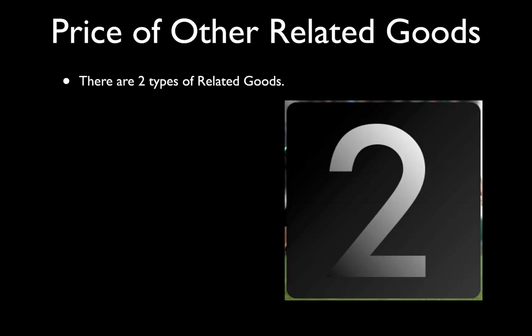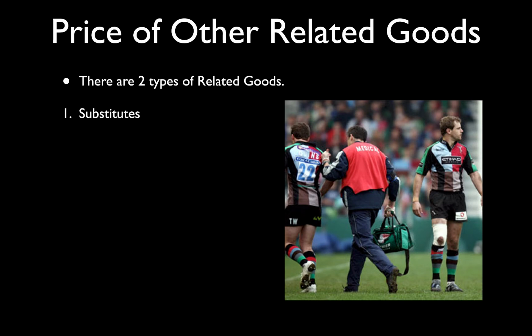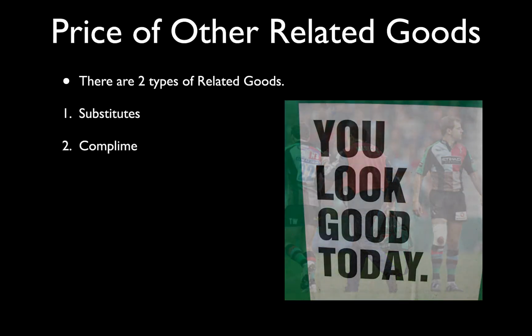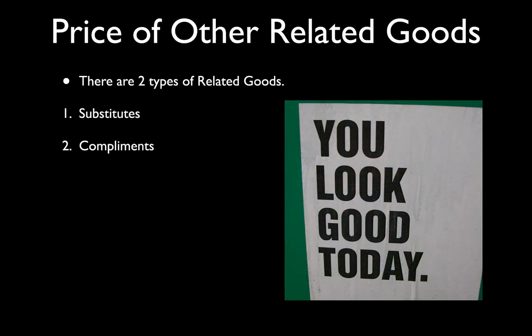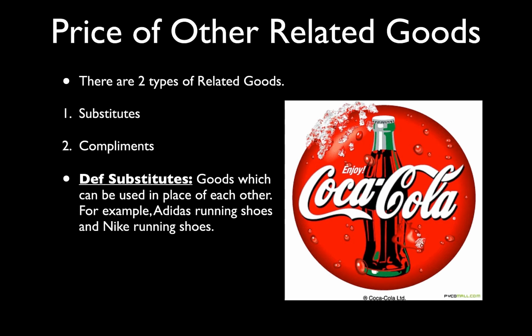Now, when we're saying other related goods, what are we talking about? Well, there are 2 types of related goods when we're talking about demand. The first type is a substitute, and the second type is a complement. Whether or not you know or think you know what these things are, that's great if you do, and it's no problem if you don't, because I'm just going to define them. So a substitute is goods which can be used in place of each other.